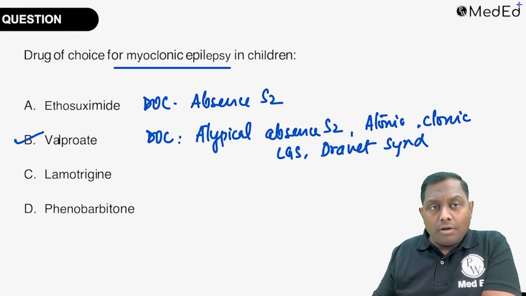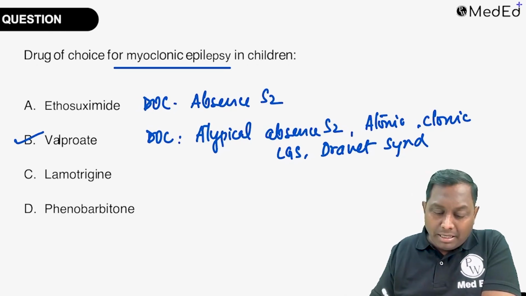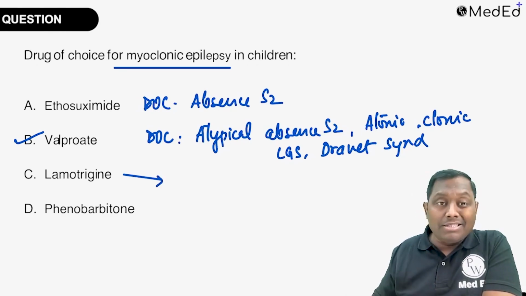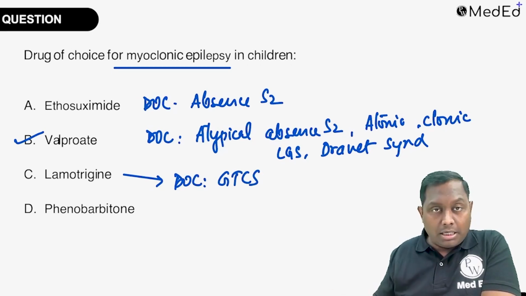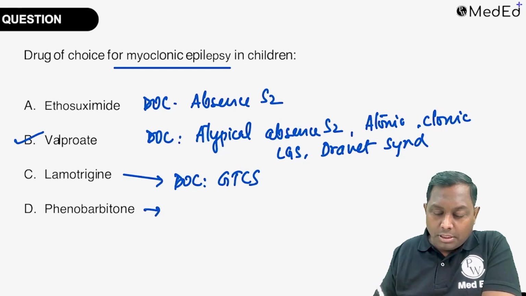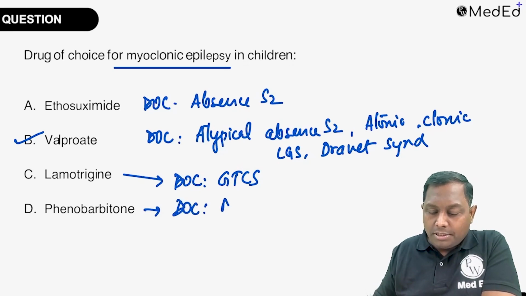It is also preferred first line in GTCS, but lamotrigine is more preferred due to its lesser hepatotoxicity. They are the drug of choice in GTCS, but other drugs like valproate can also be used. They are going to be the drug of choice in a patient with a neonatal seizure.